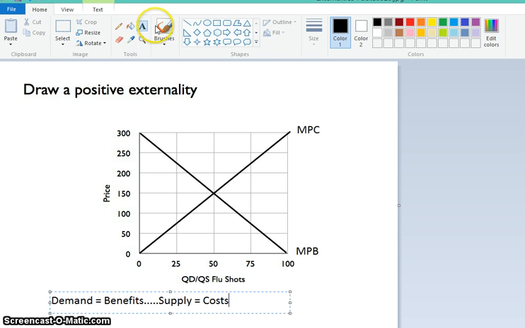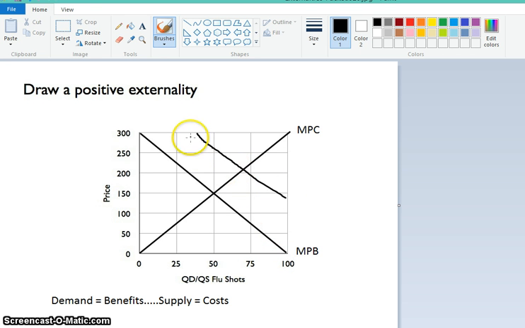So now I need to make a reflection. I need to make a demand curve that reflects the benefits to everyone. So I'm going to make it like this. Okay? And so notice the benefits of this curve are higher at every single quantity. Here at 50, the benefits are up here, and so on and so forth down the line.